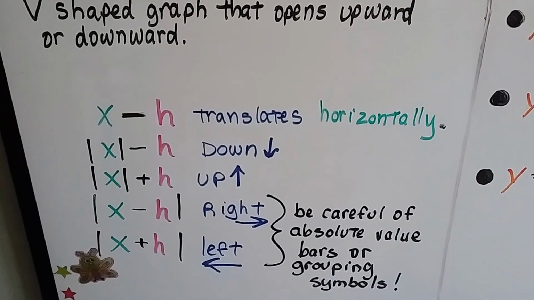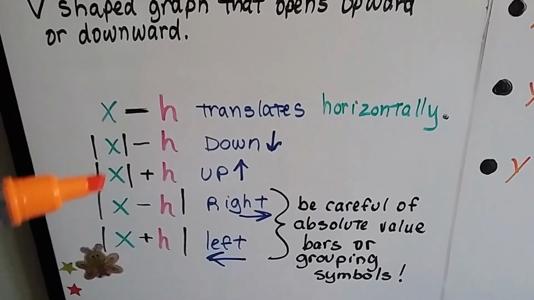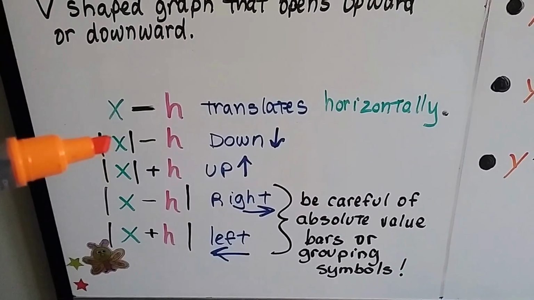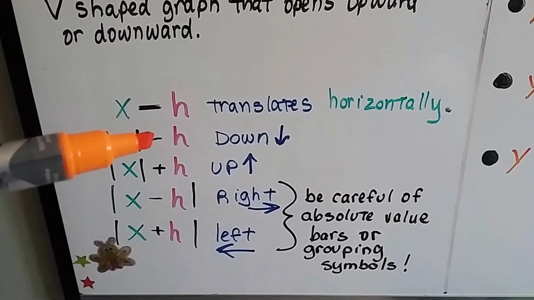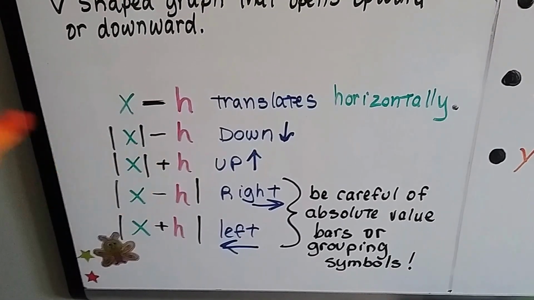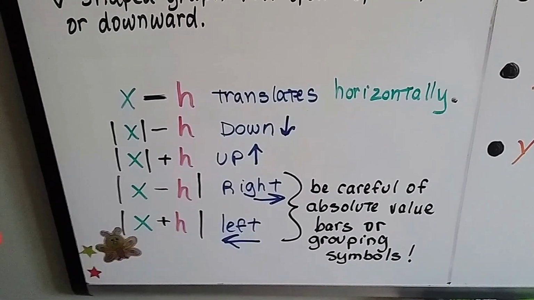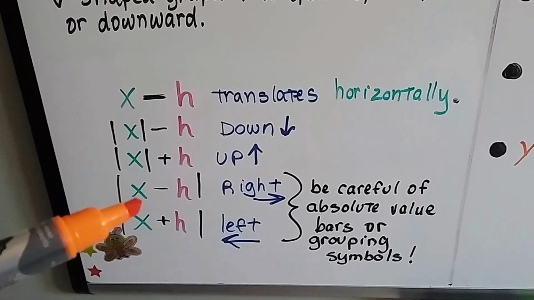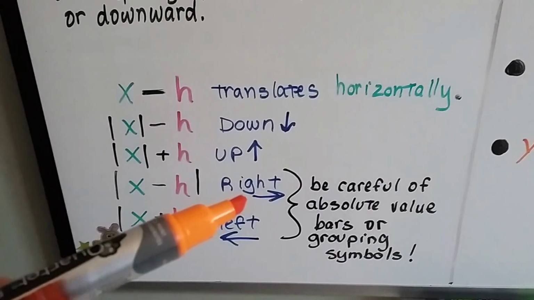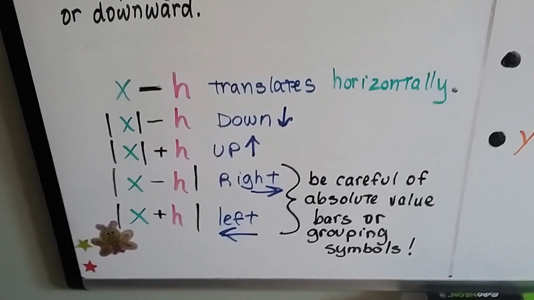So we've got x minus h, that's going to make it translate horizontally. Now we talked about this in the previous video. If we've got the absolute value bars just around the x, then it's going to go downward. We have a minus sign here, don't we? A subtraction sign. When we have an addition sign on the outside of the bars, it's going to go up. But we have to be careful when it's all inside of the absolute value bars, or even parentheses, any grouping symbol. If we have a subtraction sign inside the absolute value bars and then our constant, it's going to go right. And if we have an addition sign inside the absolute value bars, it's going to go left.